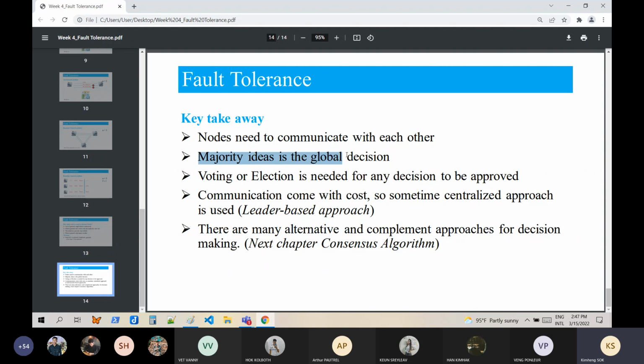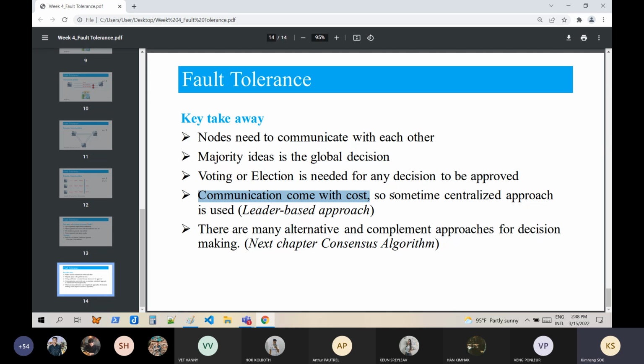The other thing is that the majority idea is a global decision. When you have a lot of computers, for example 7, 22, 4 or 5, the majority decision is the decision of the whole system. We count on the majority. How do we count on the majority? We need a method called voting or election. If the majority of the election says something like attack or retreat, we approve it. So in order for a distributed system to make a decision, it needs an election or a voting system. Understand?